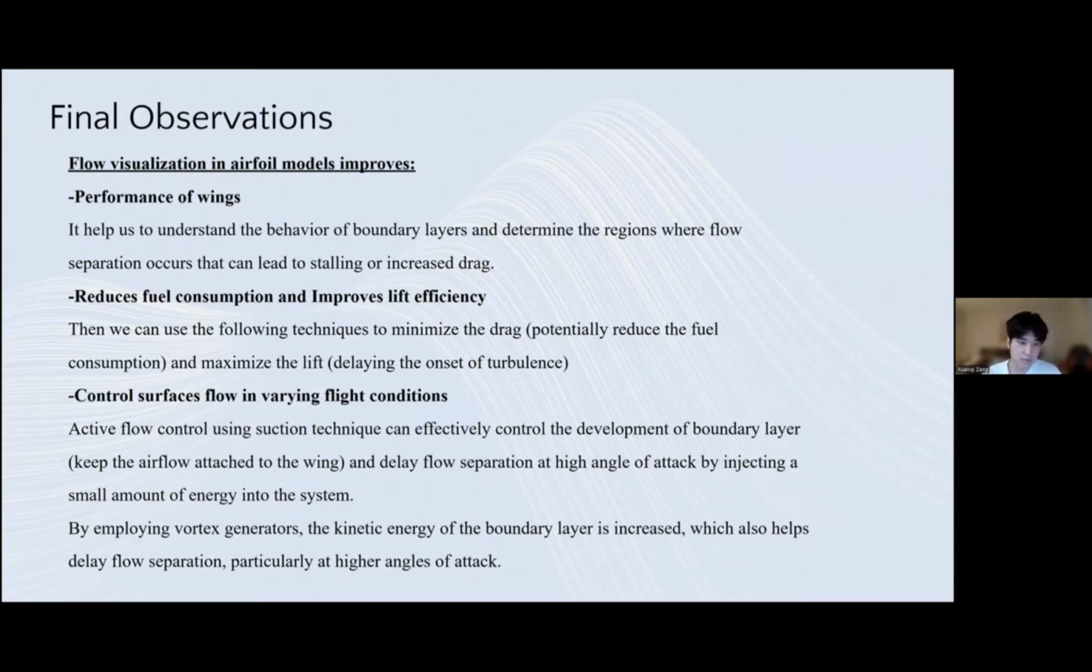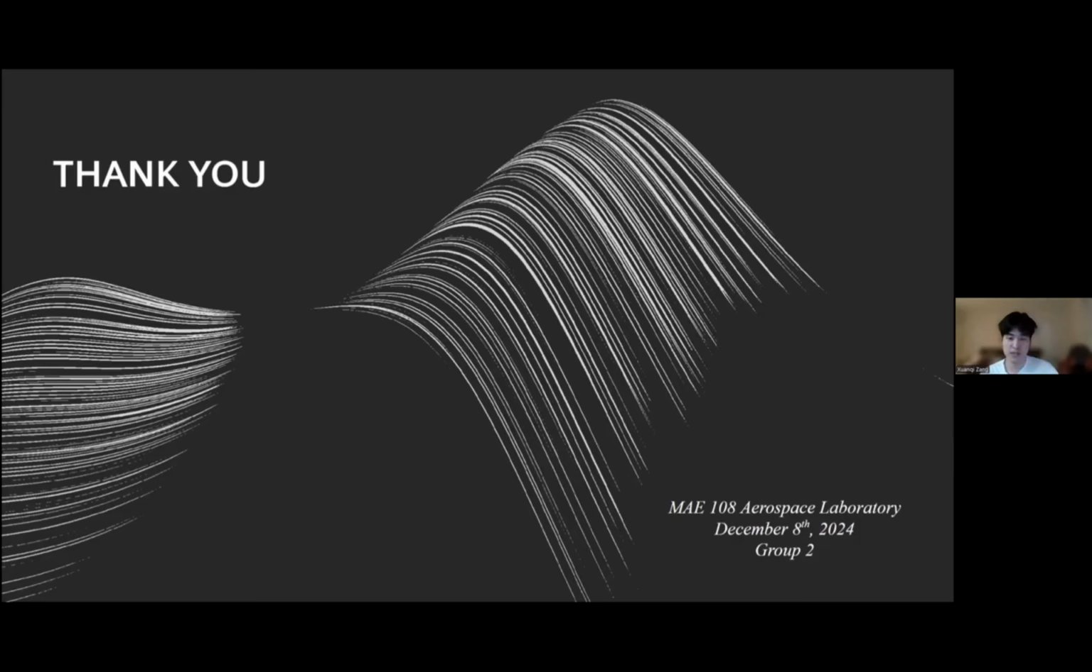Another approach is employing vortex generators. This will cause the kinetic energy of the boundary layer to increase, which also helps delay flow separation, particularly at a higher angle of attack. And this is the end of our presentation.